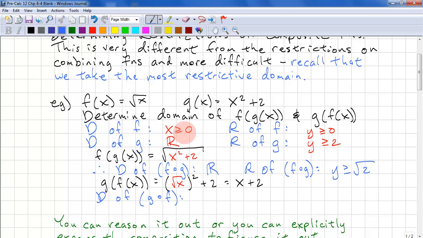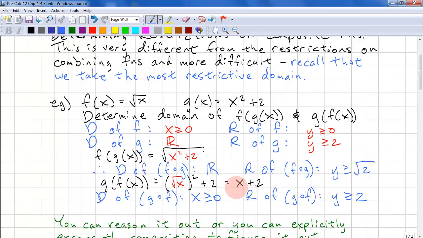Since we're starting off with this, our domain must be greater than or equal to 0. Let's look at the range. Everything coming out of f is going to be greater than or equal to 0. So the minimum point is 0. 0 plus 2 is 2, and everything else is going to be bigger. So y is greater than or equal to 2.